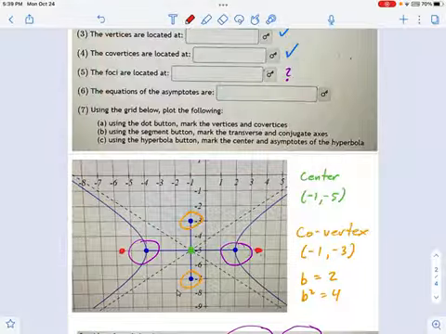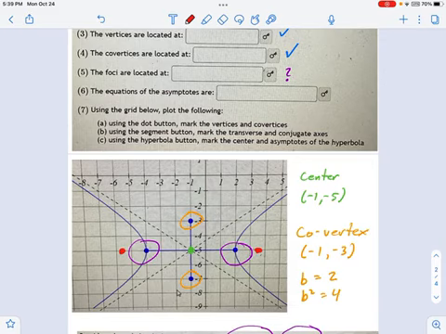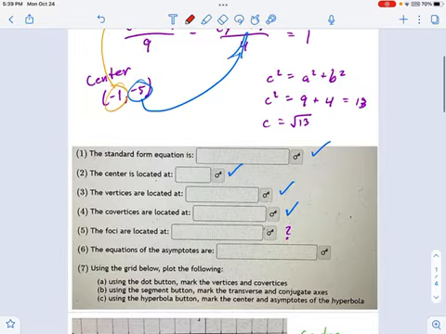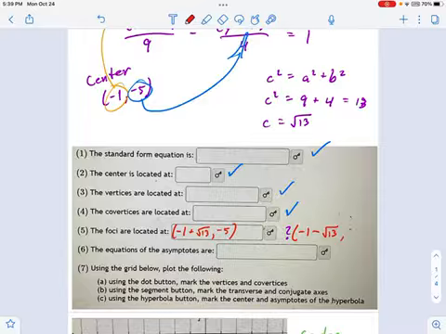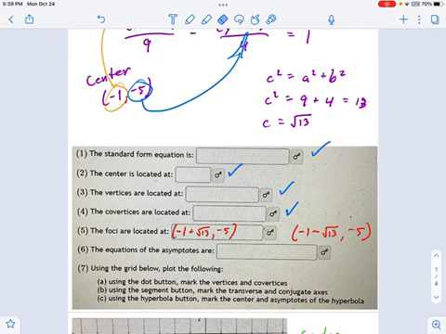Like, I don't know if this is accurate, but it's a pretty good guess. The foci are going to be located to the left and right of the center, even further than the vertices. So what we're going to do is take that center point, and add and subtract from the x portion of it that radical 13. In this case, I say -1 plus radical 13, comma -5. That will be my first focus. And my second one would be -1 minus radical 13. The y value doesn't change, of course, because it's a horizontal hyperbola. So there's my two foci.